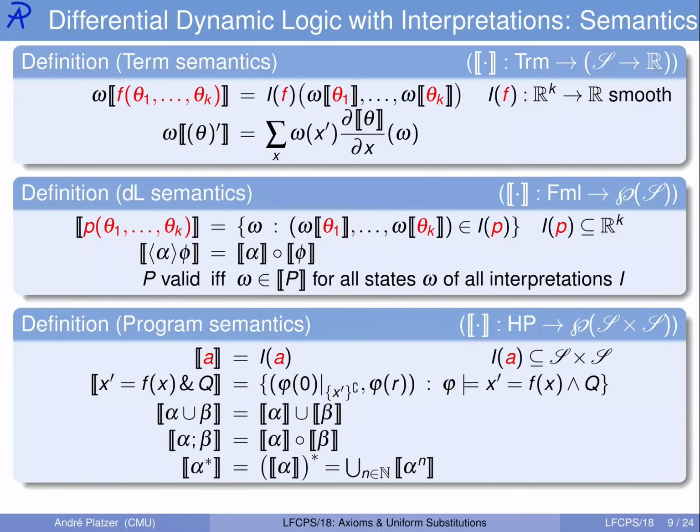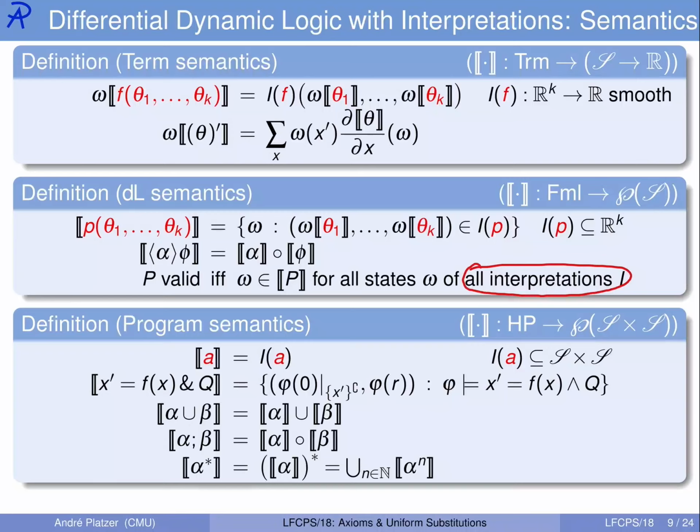The only extra thing I want to call your attention to is that a formula is now called valid, not just if it is true in all the states, but since it apparently also depends on the interpretation, if it's true in all the states of all the interpretations, because then it doesn't depend on the meaning that we have for the function symbols and the predicate symbols.